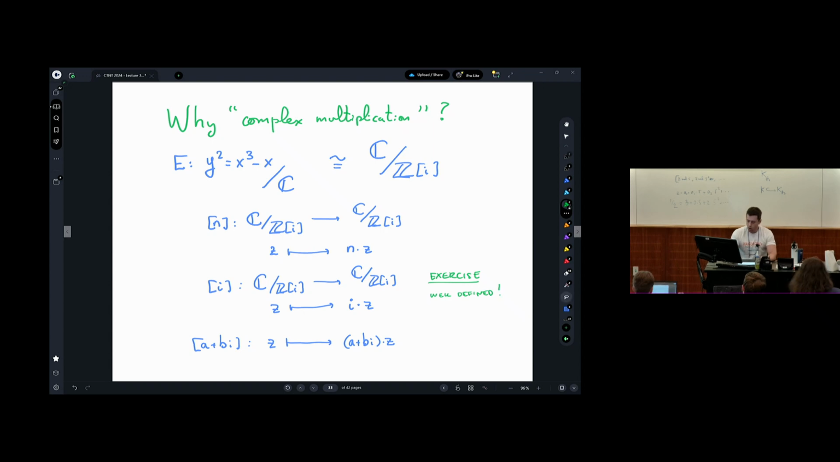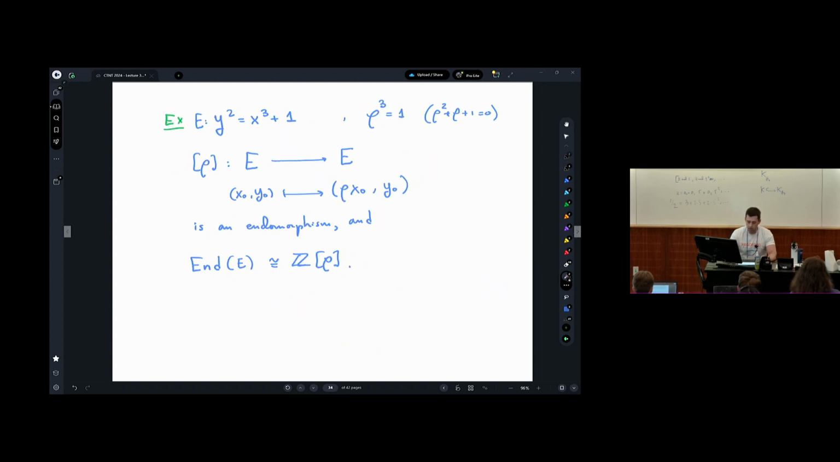Okay, so that is an endomorphism, and now it's clear that any such thing is an endomorphism, and you can see it's really multiplying by a complex number. That's complex multiplication. There are more elliptic curves even over Q.